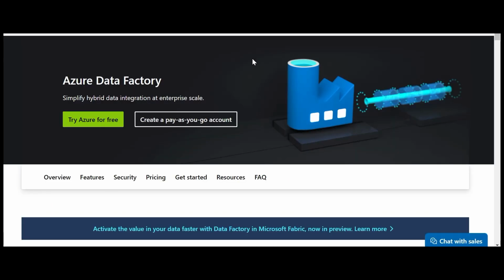Now, you should not confuse Data Factory and Databricks. Databricks is a cluster, a processing engine, a compute. Data Factory is your ETL tool.